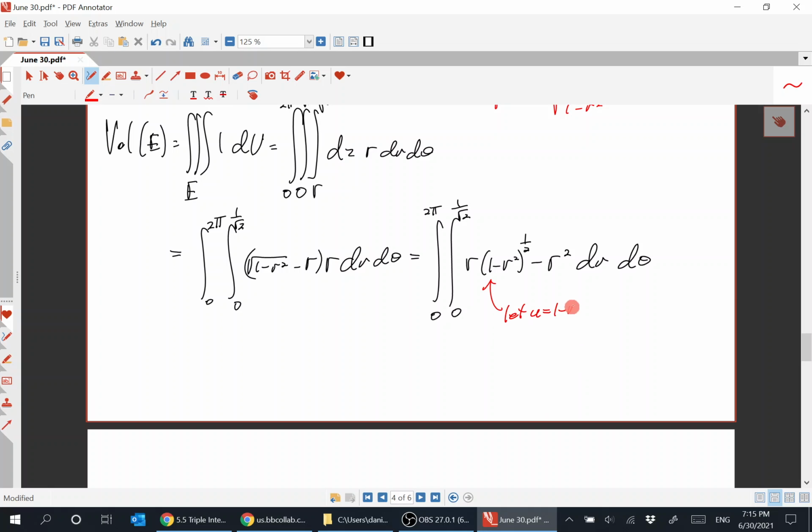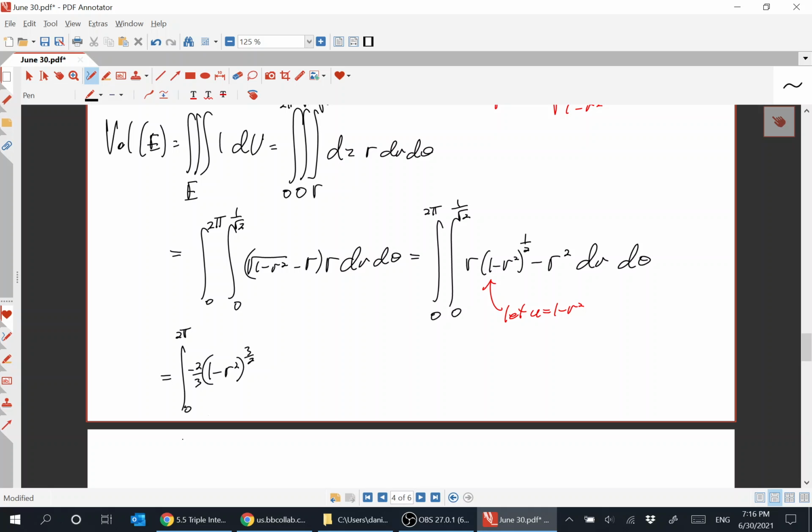So let u equal 1 minus r squared, and then you would cancel out this r, and you'd have u to the 1/2. So I'm just going to guess at it. I think it is, what is it? So 1 minus r squared to the 3/2. Oops, forget this. 0 to 2 pi, 0 to, I'm doing the r now. So 1 minus r squared to the 3/2. I think it's negative 2/3. Is that right? Negative 2/3.